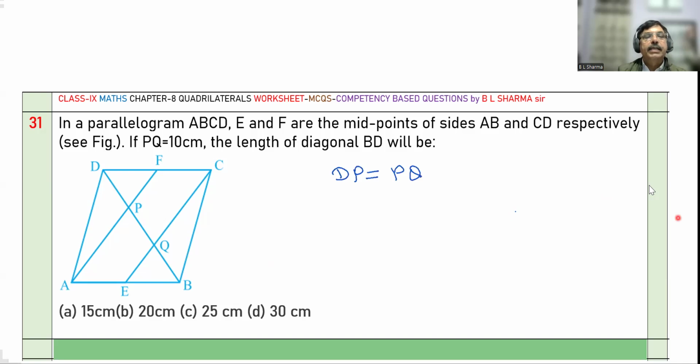P and Q trisect the diagonal BD. So PQ is 10 centimeters, DP is 10 centimeters, and QB is 10 centimeters. This is 10 centimeters, this is also 10 centimeters, this is also 10 centimeters. So what is their sum? So BD is equal to 10 plus 10 plus 10, that is 30 centimeters. So D is the correct option.